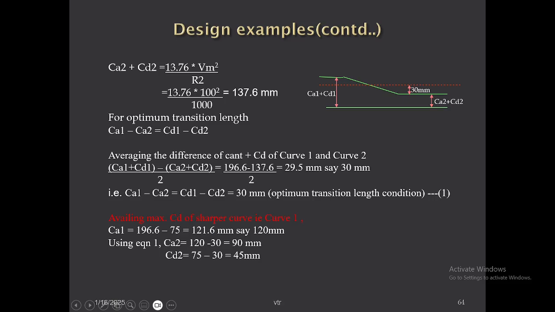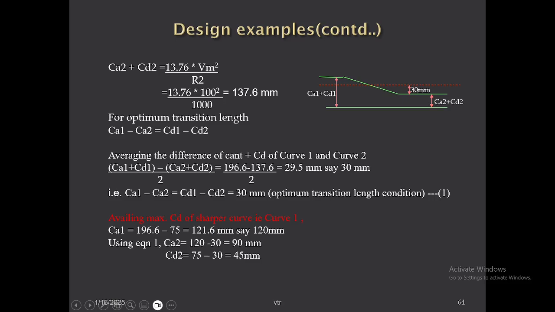Here, for optimum transition, what do we have to do? Normally in earlier cases, we used to equate both CA and CD, so that when you are optimizing, the cant actual and cant deficiency equations will give equal lengths. Like this, since we want to calculate the length of transition in between the two curves, we have to equate the difference of the cant actual of the first curve and second curve with the difference of the cant deficiency of the first curve and second curve. So this is our equation, to get the optimum transition length.